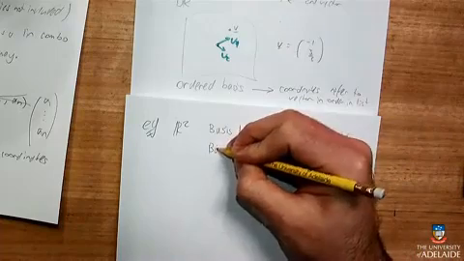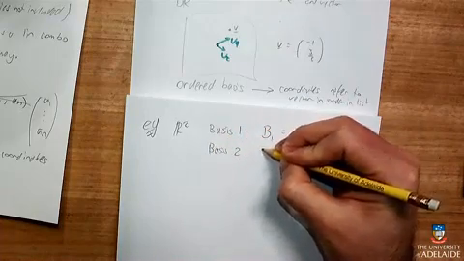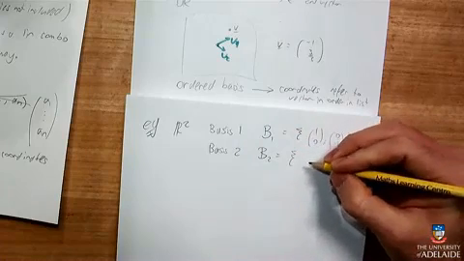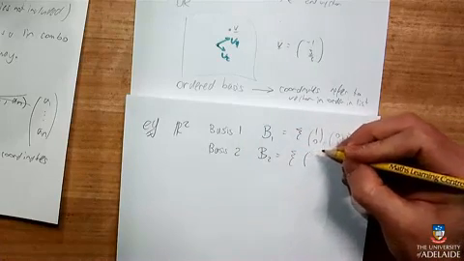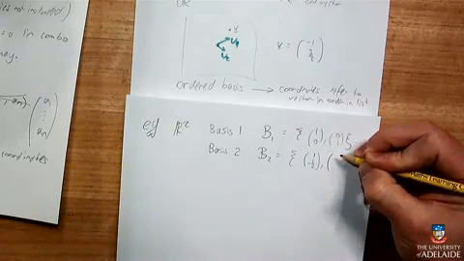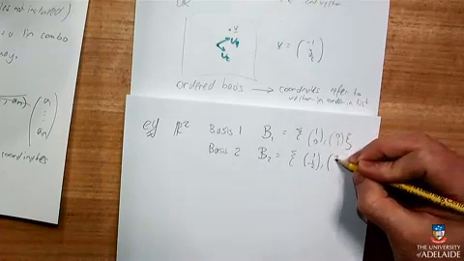And basis 2, I'm going to see if I can use ones that are rather similar to this: (1, -1/2) and (2, 1).